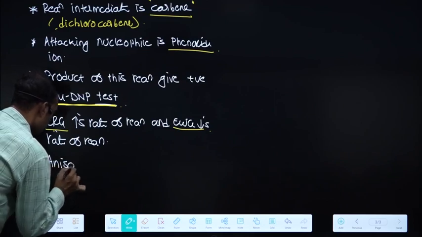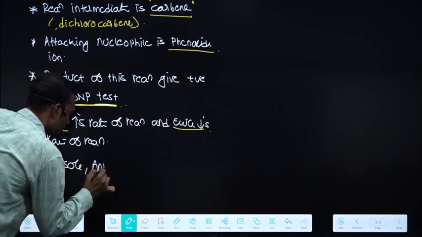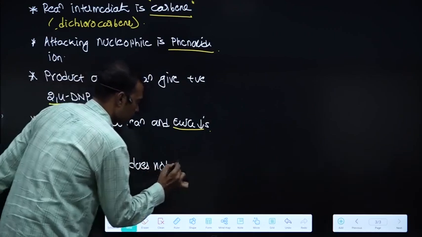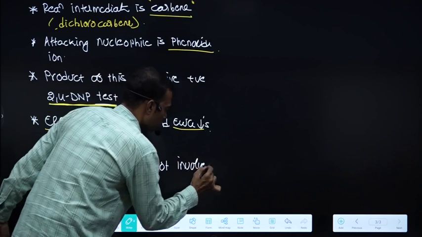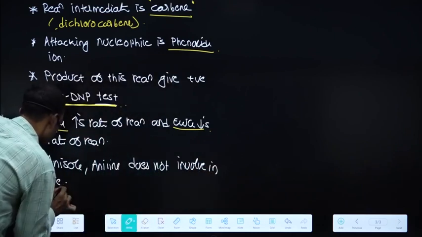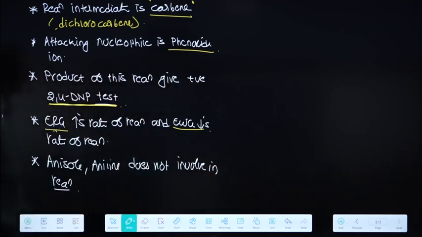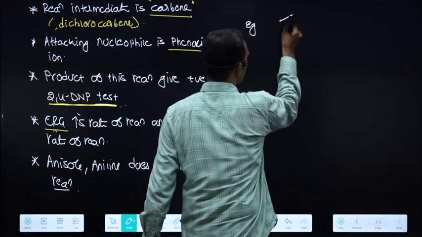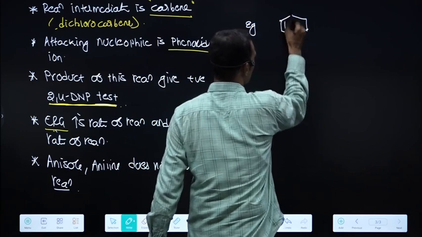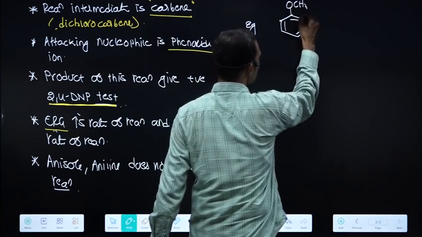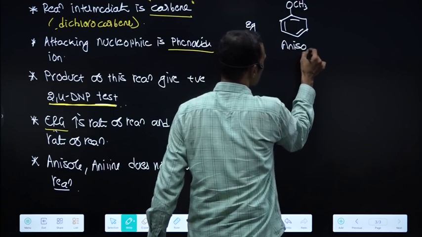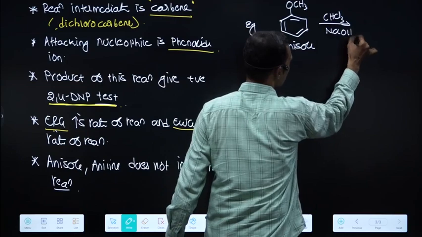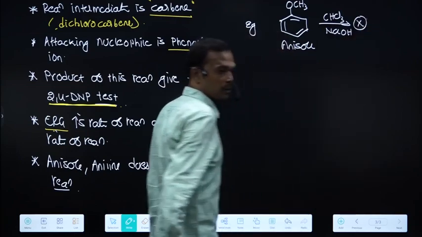See here. Anisole, aniline. Anisole and aniline do not get involved in the reaction. So Reimer-Tiemann reaction is not possible for anisole and aniline. Why? Because in anisole there is no presence of acidic hydrogen. What is anisole? Methoxybenzene is called anisole. This anisole does not have any acidic hydrogen, that's why it is not going to react in Reimer-Tiemann.